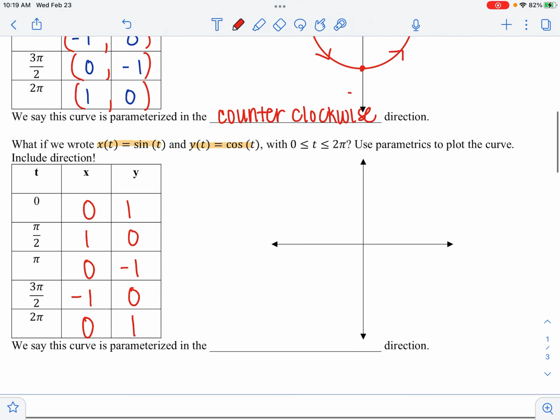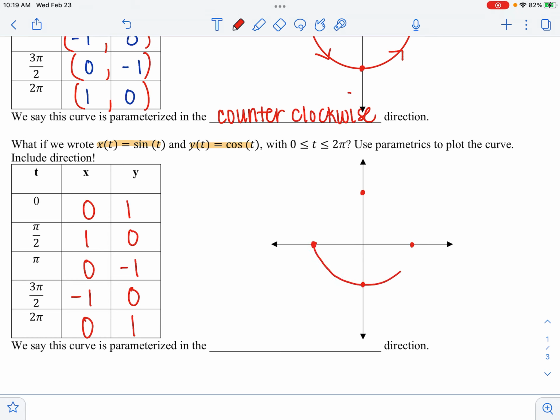And now I'll plot these points, and I'm going to get the same exact circle, right? So I have 0, 1, but I'm starting here instead, 1, 0, and I'm going in that direction instead. 0, negative 1, and then negative 1, 0. Connect these points to make a circle. Yeah, good enough. And then once again, I got 0, 1 first, and then I went to 1, 0.